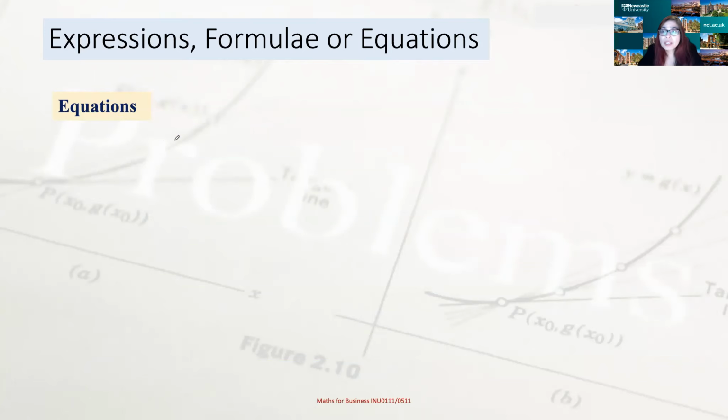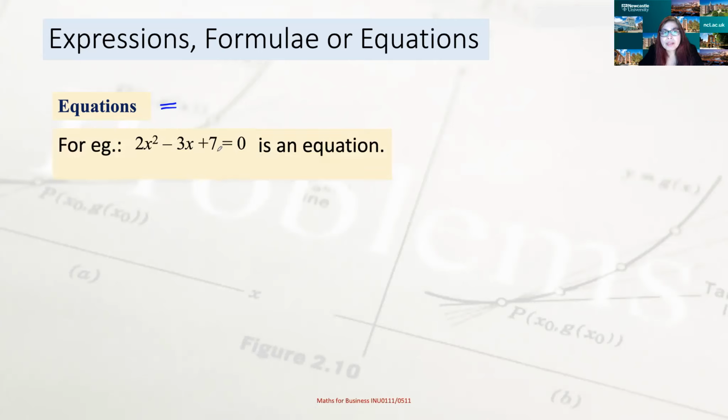Equations. So what are equations? As you can see from the word, equation means you will have an equal to sign there. For example, 2x squared minus 3x plus 7 is equal to 0 is an equation. Look at that, you have an equal to sign.